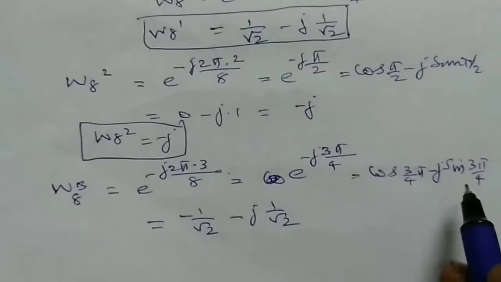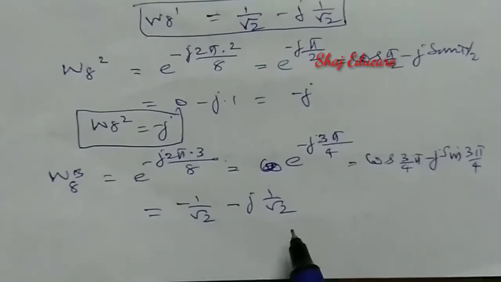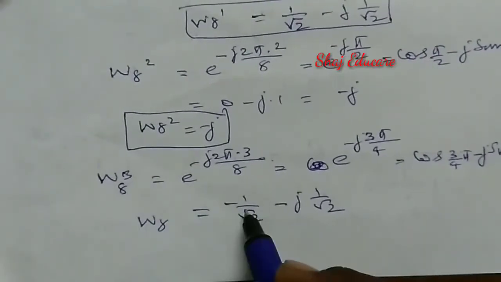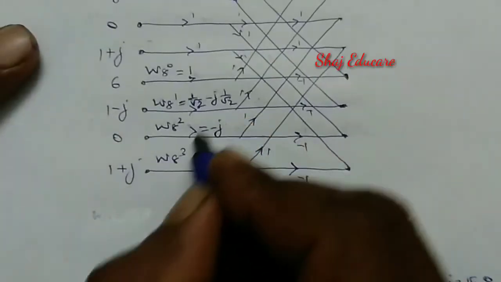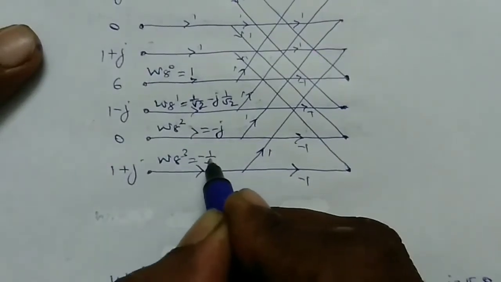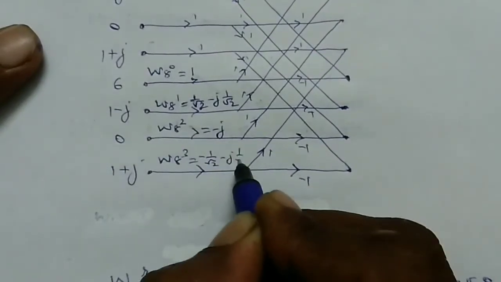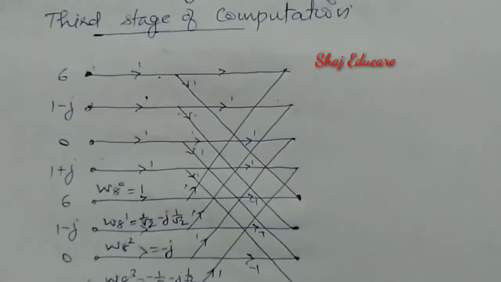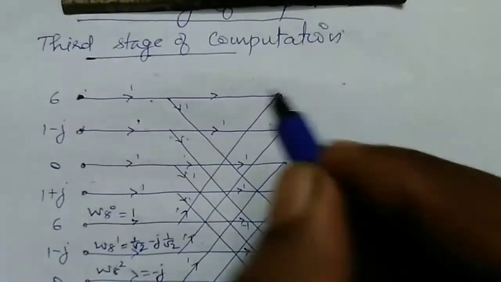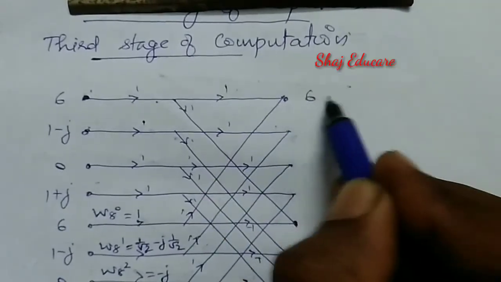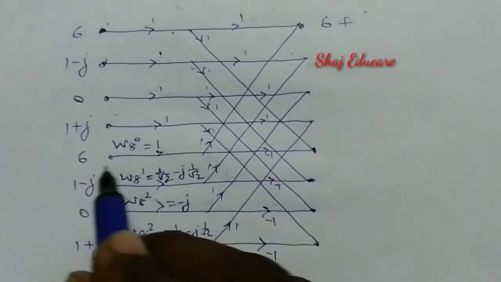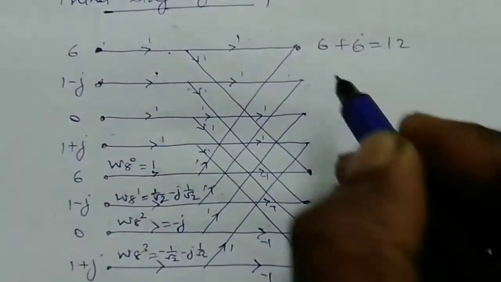Just put it in your calculator, then you will get the answer as minus 1 by root 2 minus j 1 by root 2. Okay, so let us write the result of that here also, minus 1 by root 2 minus j 1 by root 2. Now let us go through the calculations here. Here we have 6 into 1 into 1, that is equal to 6 plus. The connection is coming from 6 into 1 into 1, so that becomes 12.